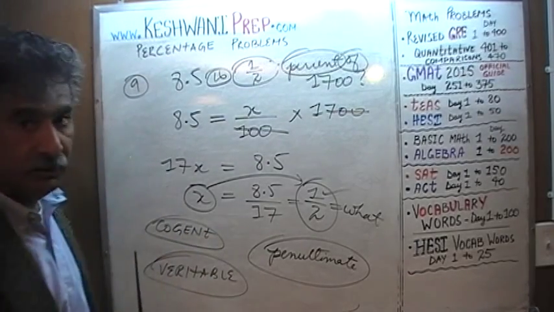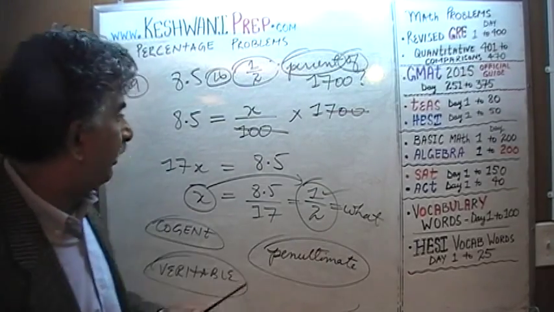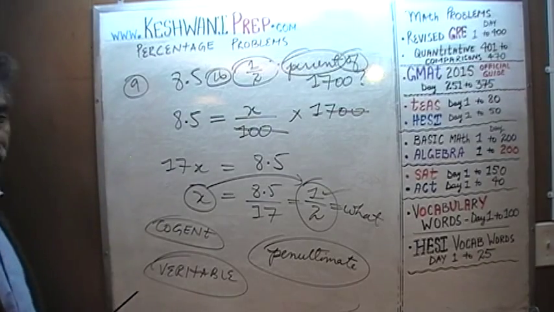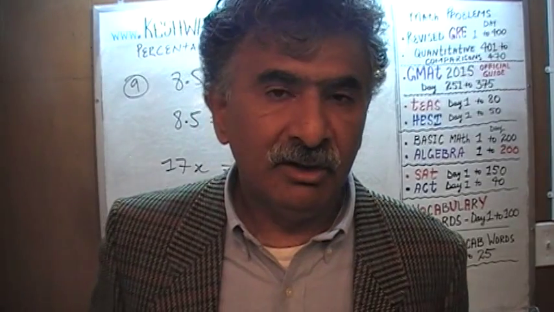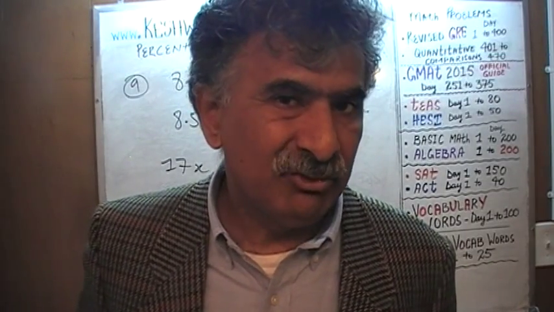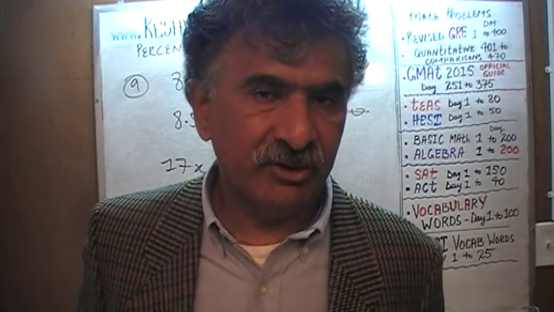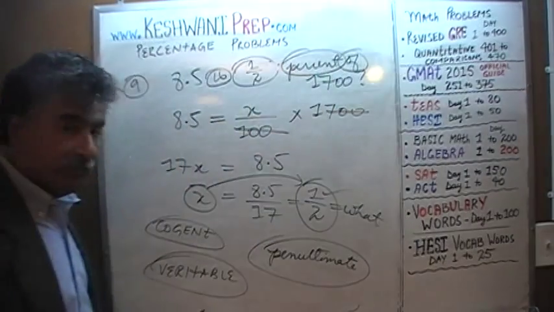Cogent. Again, I'll tell you in the next video when we learned it in our vocabulary videos. Can you provide me a cogent, persuasive explanation as to why 8.5 should be exactly half a percent of 1700? Let's find out, shall we? Because that's what we're claiming.